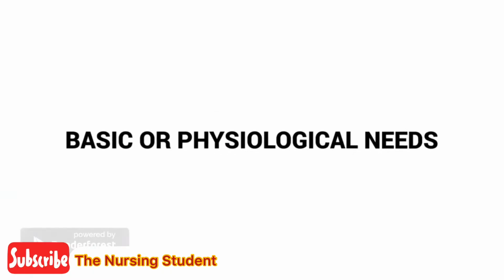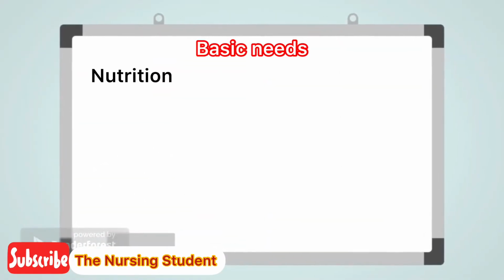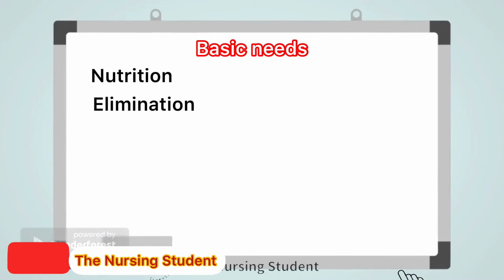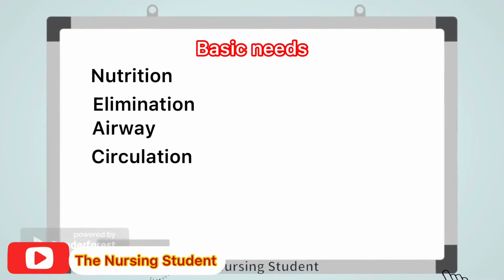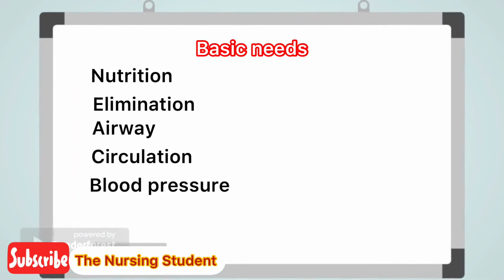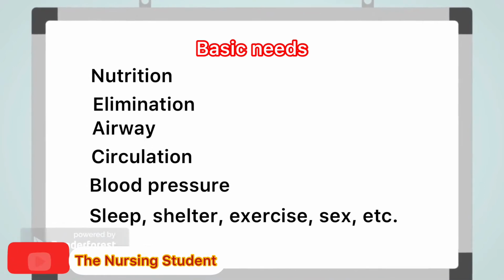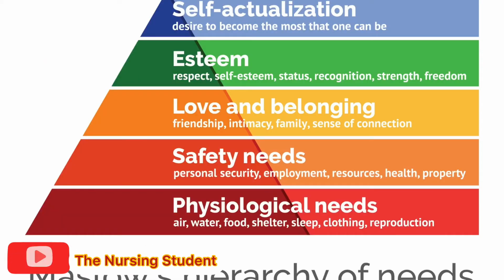The basic needs, as we all know, of physiological needs basically deal with the patient's nutrition, his elimination, his airway, his circulation, his blood pressure. We have sleep, shelter, exercise, sex, and all that. They all form part of the basic needs of man. Even it comprises the ABC also, because we have airway, breathing, circulation, we have the vital signs in it as well, we have nutrition and all that. They're all basic needs that we focus on when it comes to giving care.